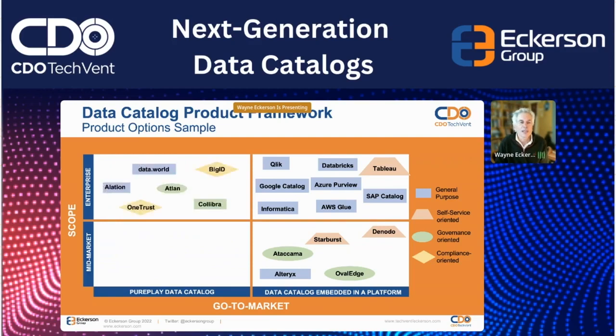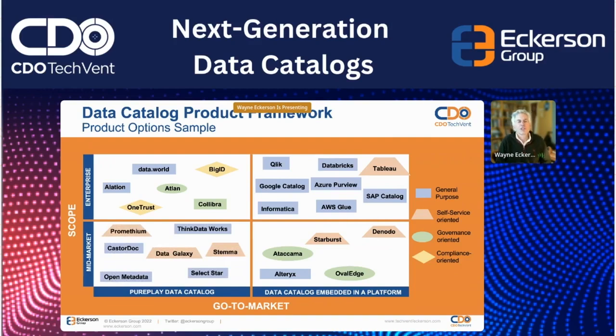For the pure plays, these are some of the brand name vendors out there that have been around for a number of years. BigID and OneTrust tend to focus on compliance. Atlan and Collibra more on governance. Data.world and Alation more general purpose. And then the mid-market is surprisingly crowded. This is only a small portion of the vendors in this space. Prometheum and Think DataWorks are here today, as well as Data.world.